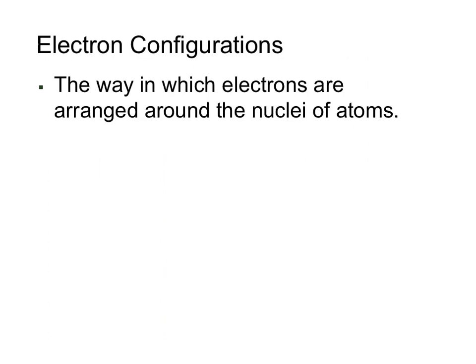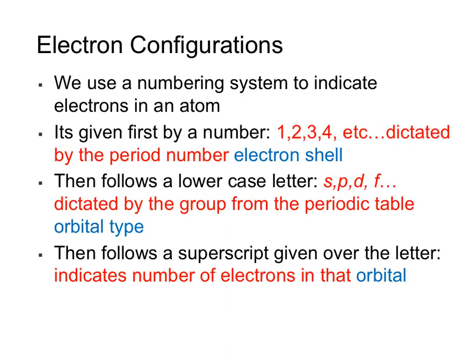Now let's take a look at how we're going to actually use this. We're going to put together what we call electron configurations, which begin to tell us exactly what Bohr shell and what type of orbital all electrons are located in within an atom. With electron configurations, we use a numbering system to indicate these electrons. We first provide the number indicated by the Bohr shell, 1, 2, 3, 4, etc. That number is then followed by the lowercase letter, which corresponds to a particular orbital.